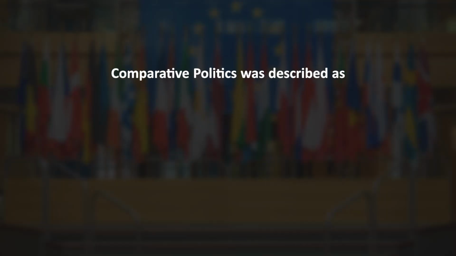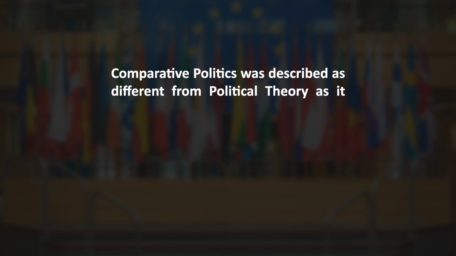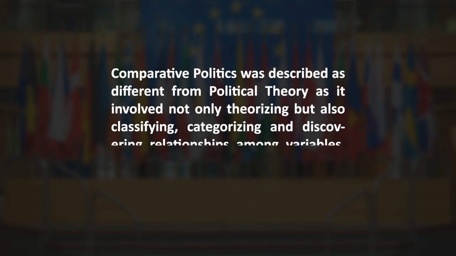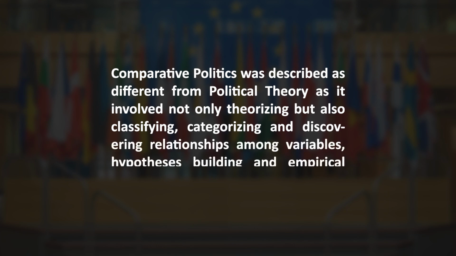Their basic task was to distinguish it from political theory on the one hand and from international relations and area studies on the other. Comparative politics was described as different from political theory as it involved not only theorizing but also classifying, categorizing and discovering relationships among variables, hypothesis building and empirically testing. It was suggested that a circular relationship can be visualized between theory and comparative politics.